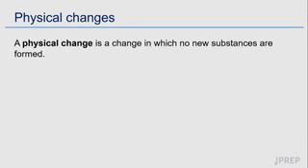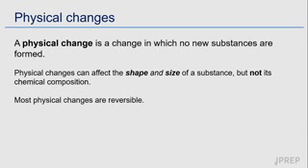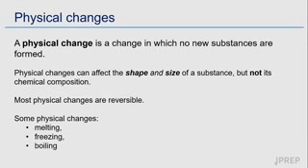Let's concentrate a bit on physical changes. A physical change is a change in which no new substances are formed. Physical changes normally affect the shape or form of a substance but not the chemical composition of that substance. It may refer to changes in state of matter such as solids, liquids, or gases. Examples of physical changes include melting, freezing, boiling. Let's look at some examples of physical changes.